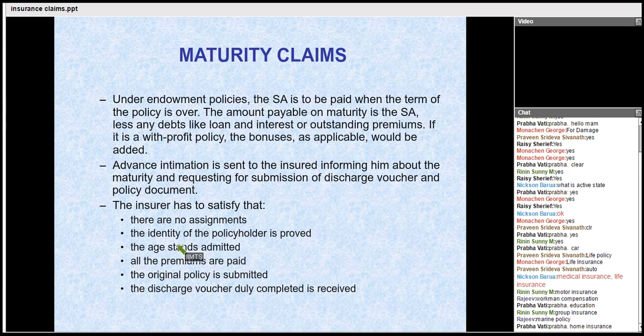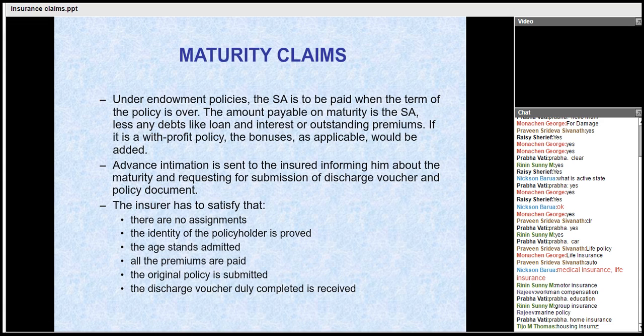Whether the insured event has taken place or not. Sometimes people make false claims. In that case, they are going to ensure that someone is not making a false claim. The identity of the policy holder is proved. They will also need your identity proof. Okay, clear? Is it clear, everyone?